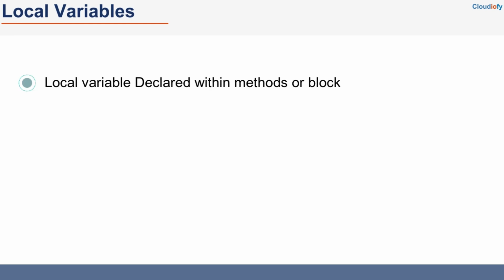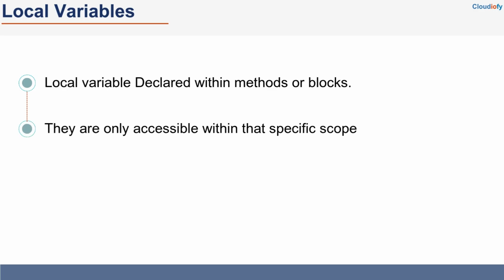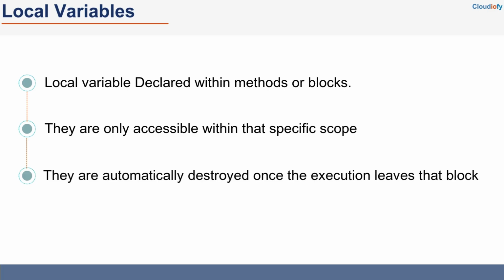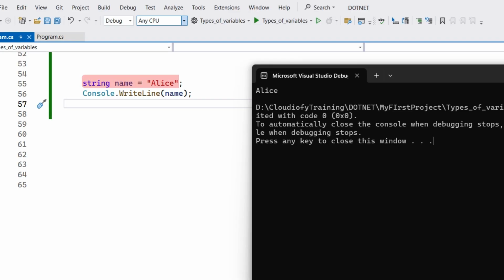Local variables are declared inside methods and only exist within that method or block. Once the method finishes running, the variable is gone. In this example, name is a local variable used inside the method. It's temporary and cannot be accessed outside this method.